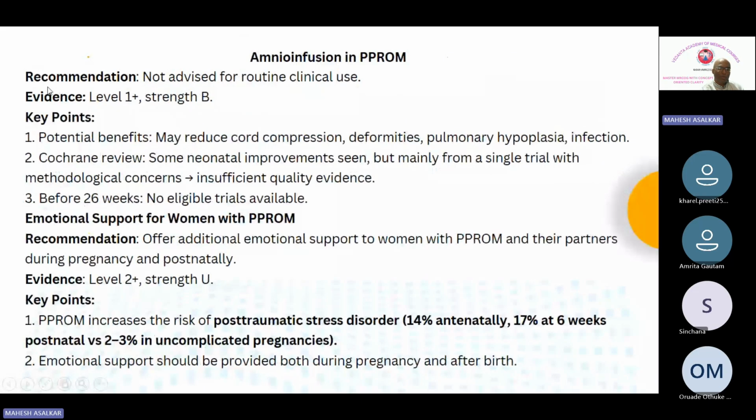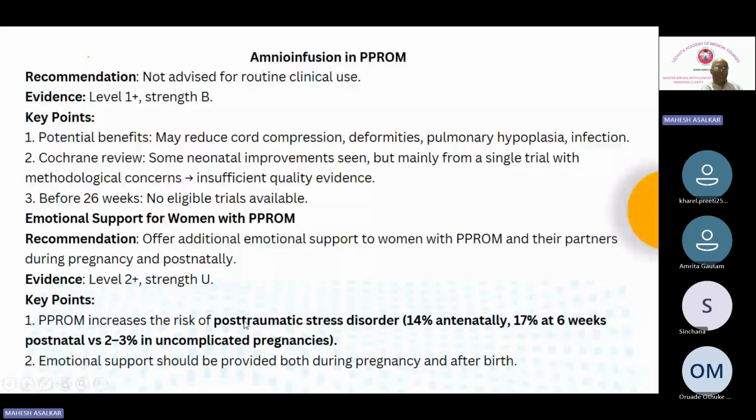Amnioinfusion does not have a role. Okay, here that is the only thing. PPROM increases the risk of post-traumatic stress disorder by 14% antenatally, 17% at 6 weeks postnatal, versus 2 to 3% in uncomplicated pregnancies. Okay, so there is an association with mental health.